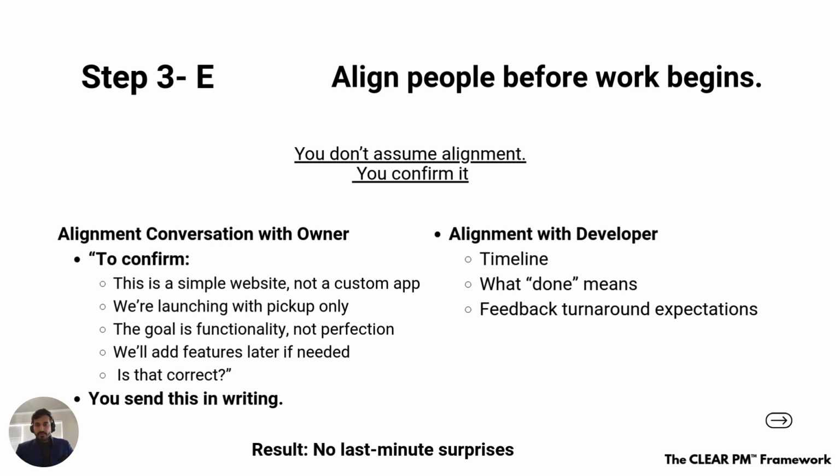So this is the alignment I would like to do in this project with my owner: I'm going to deliver a simple website, not a mobile app or custom website. We are launching for pickup only. The goal is not perfection; the goal is functionality. We will add features later if needed. If we are getting a lot of orders, let's build the app, or invest that money again to enhance these features.